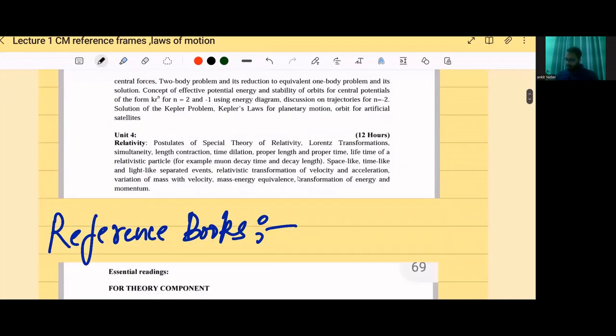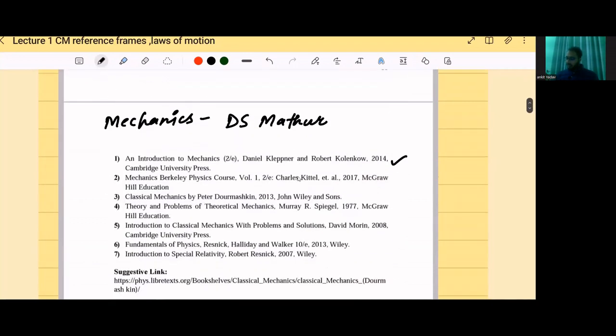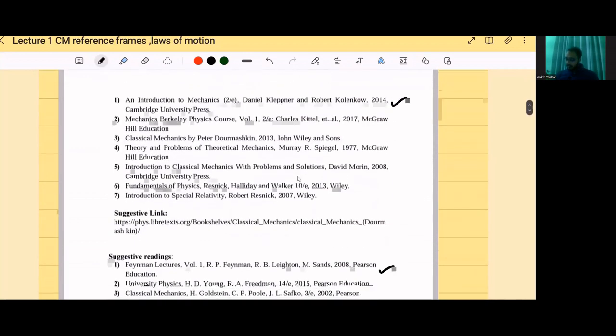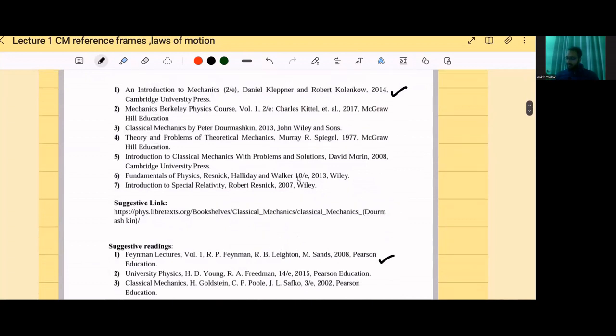Now the reference books for this syllabus given by the university are these ones. So this one, An Introduction to Mechanics, Daniel Kleppner and Robert Kolenkow. This is a very good book which we are going to study, and you can also follow up on this book. It's a very well-read book. You have to go through the books now and then in order to understand the concepts more beautifully.